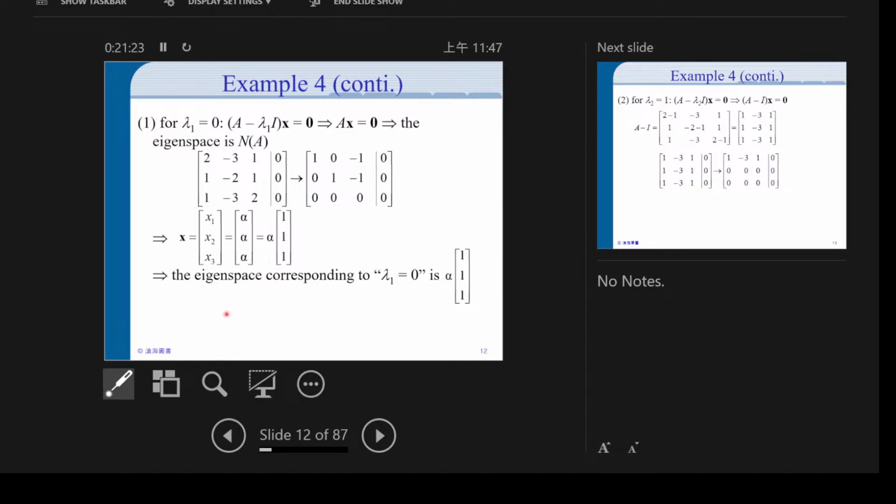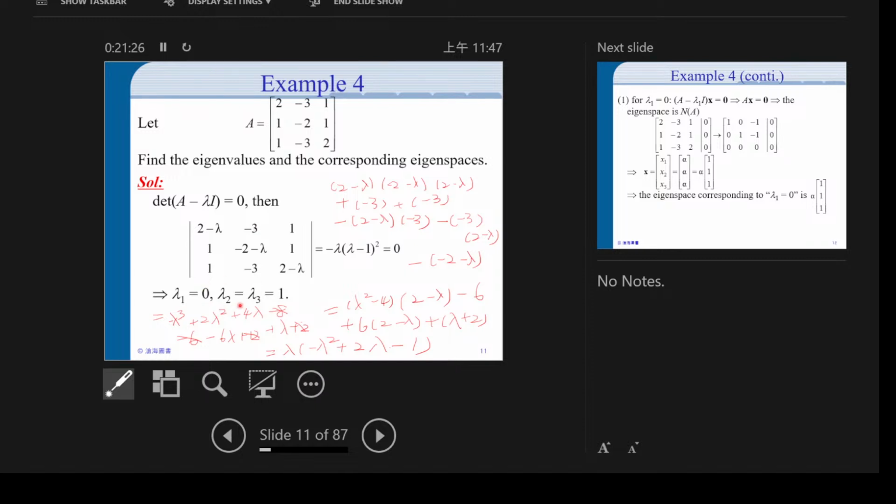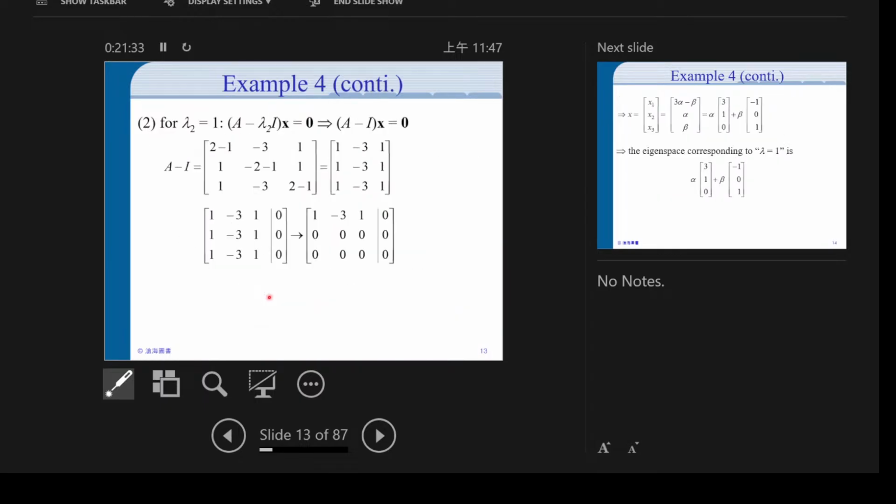For lambda 2 and lambda 3, they are the same eigenvalue, so they should share the same eigenspace. Lambda 2 equal to 1, so we have A minus lambda 2 identity, and it's equal to this matrix, 1 1 1, minus 3 minus 3 minus 3, 1 1 1. And once again, we do Gaussian elimination, and we have this 1 0 0, minus 3 0 0 and 1 0 0 here.